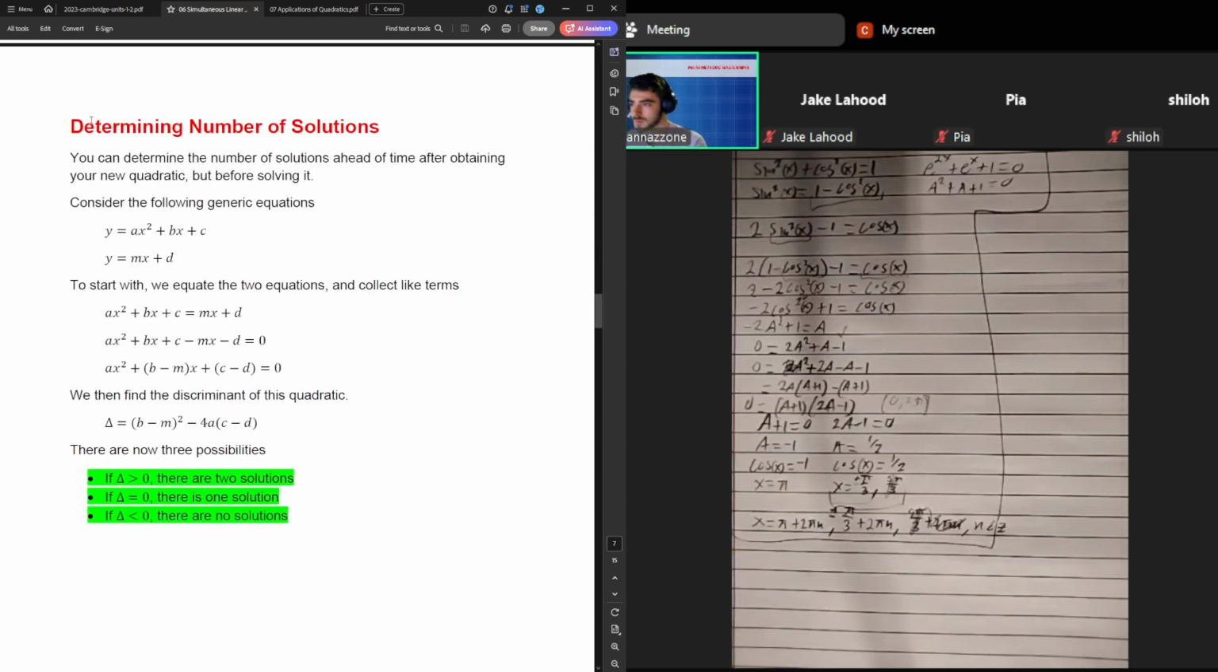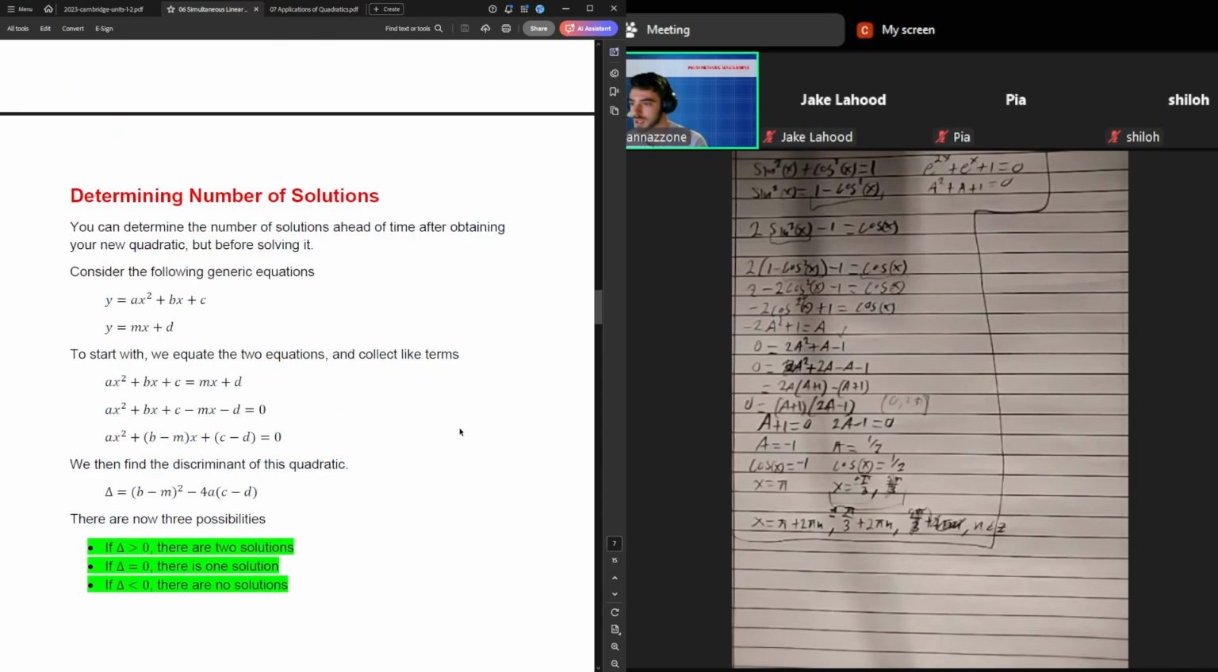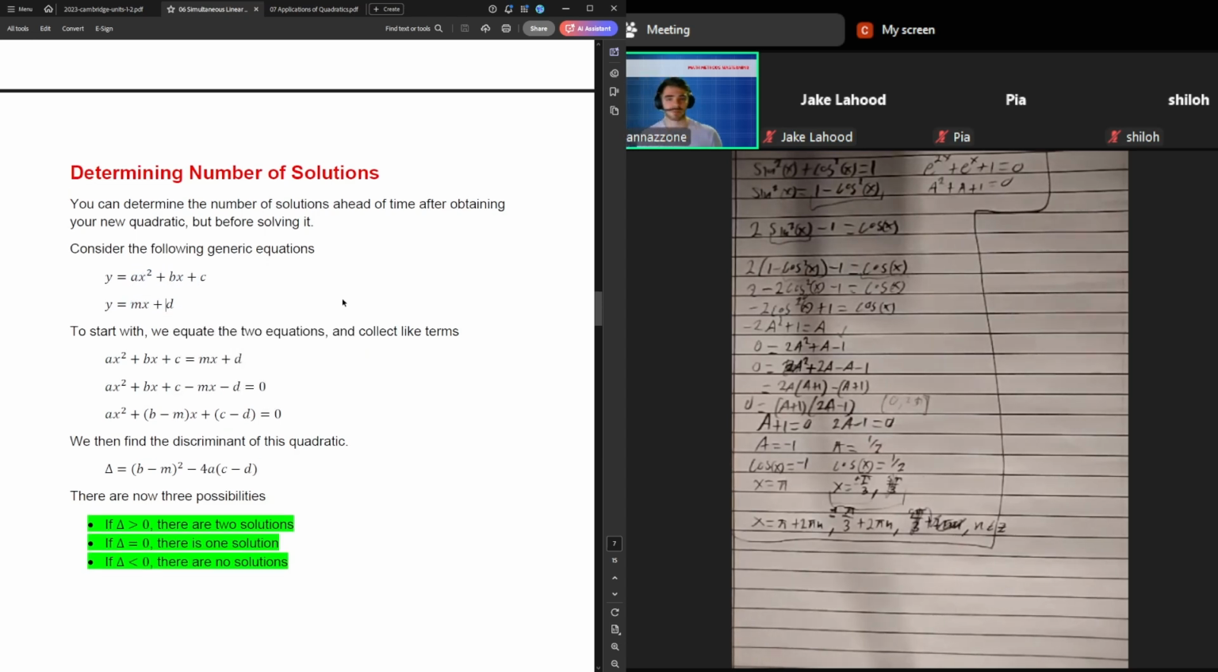So we come now to figuring out how to handle, ahead of time, how many solutions a quadratic is going to have. Again, that is going to be the discriminant, but more specifically, the discriminant that you look at will be on the resulting quadratic after equating the two linears together, not on this quadratic up here.